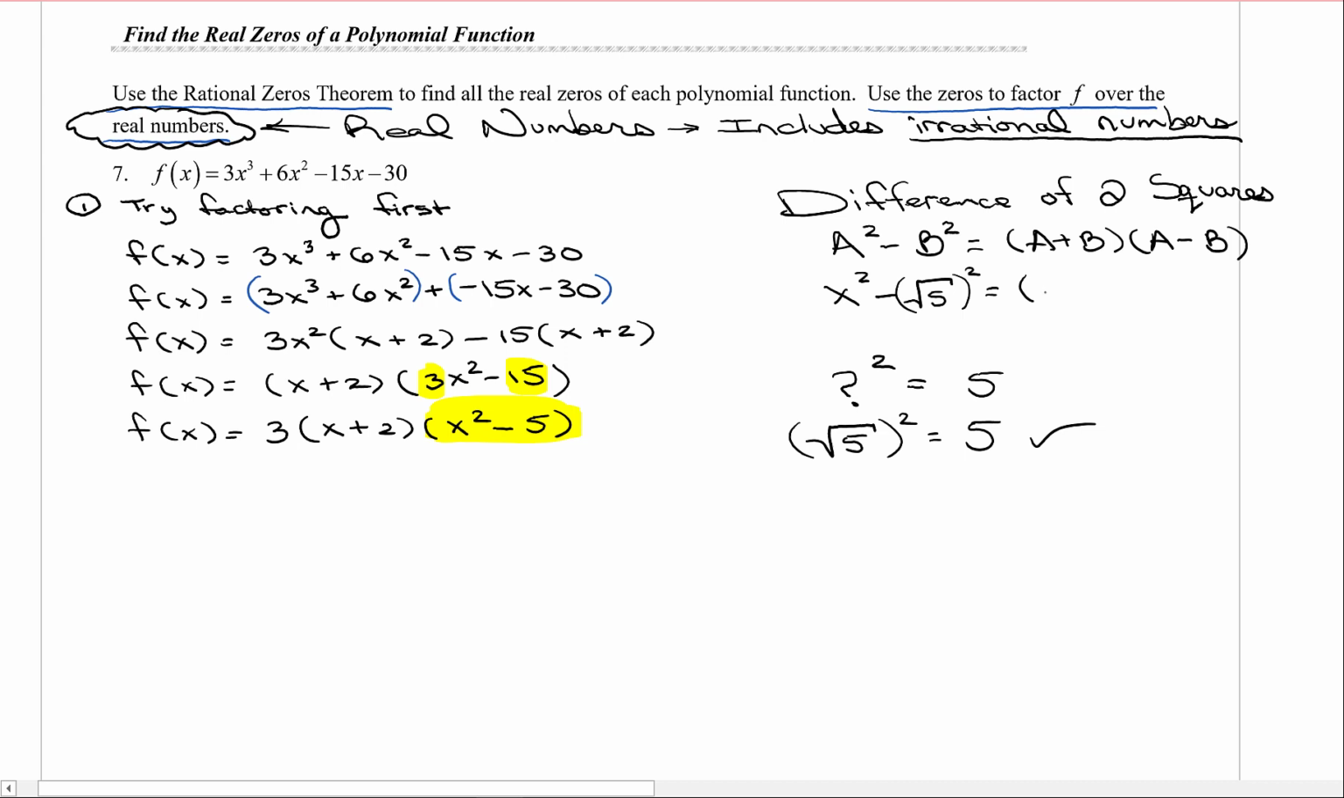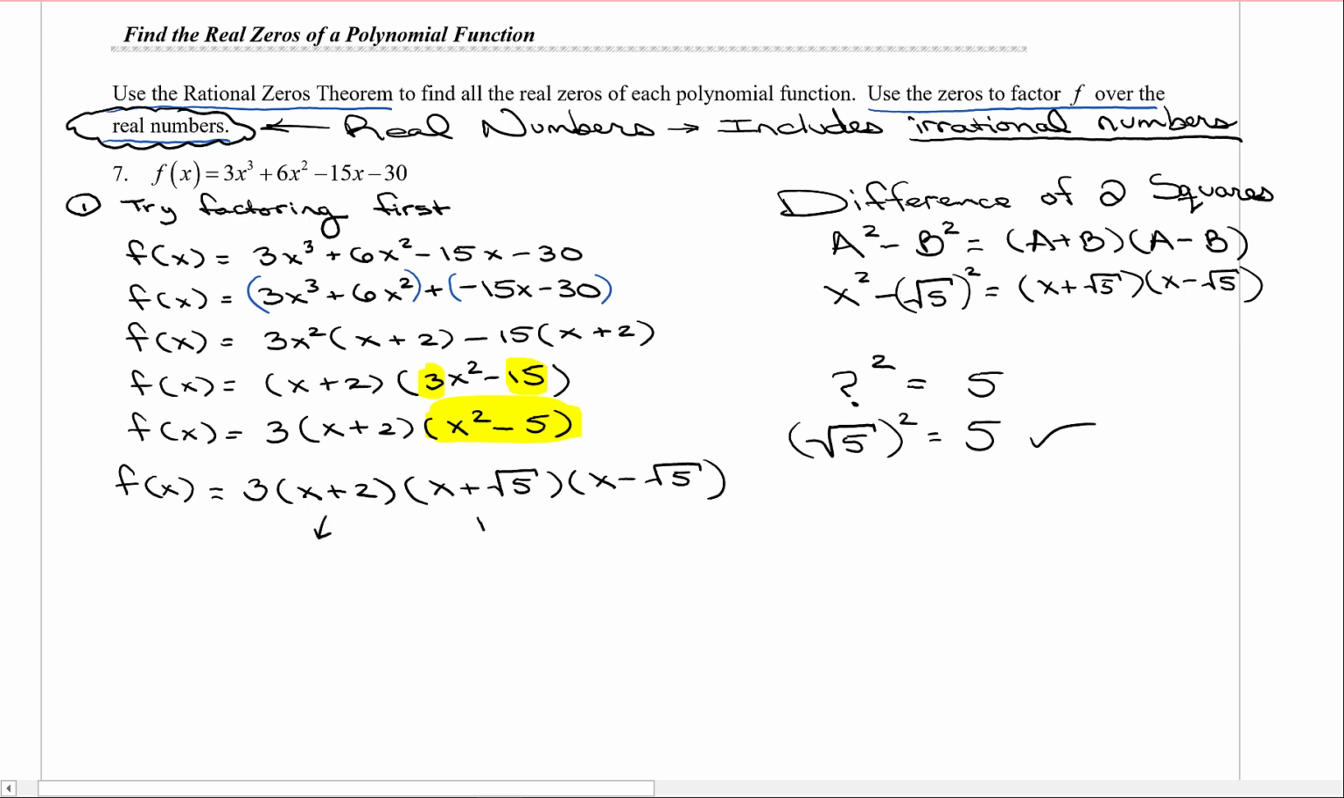So I could rewrite this as x squared minus the square root of 5 squared, and then this should factor into x plus the square root of 5 times x minus the square root of 5. Wow, that's pretty cool, right? So I'm going to actually factor this out. So here we go, x plus the square root of 5 times x minus the square root of 5. And if I were to multiply that out, yes, that would turn into x squared minus 5.